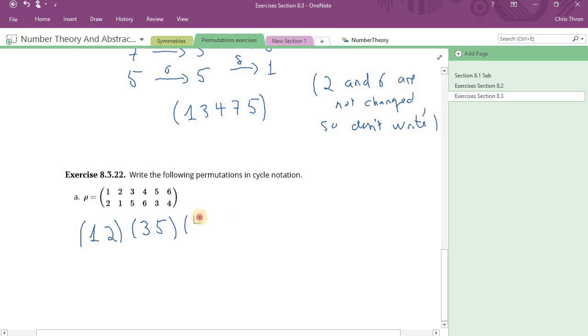The smallest number I haven't used is 4. 4 goes to 6. 6 goes to 4. Close that off. Now I've used all my numbers from 1 to 6. So this is the permutation in cycle notation. So that's the answer right there. All right, so you can see, you can read it off from the tableau without doing any calculation.